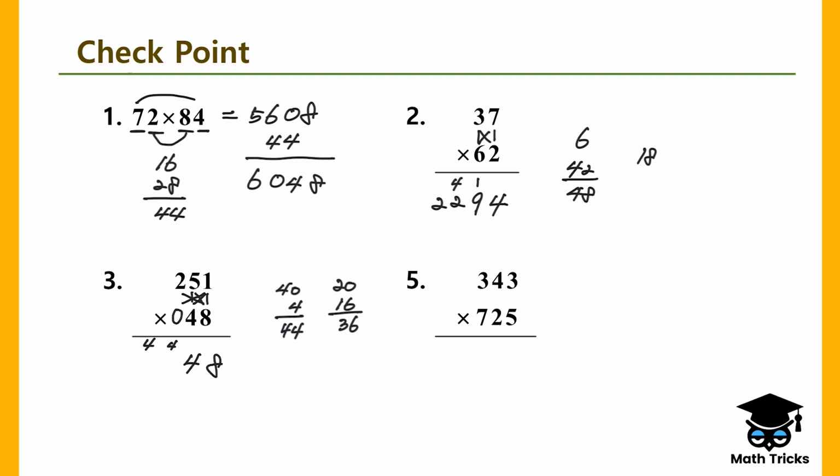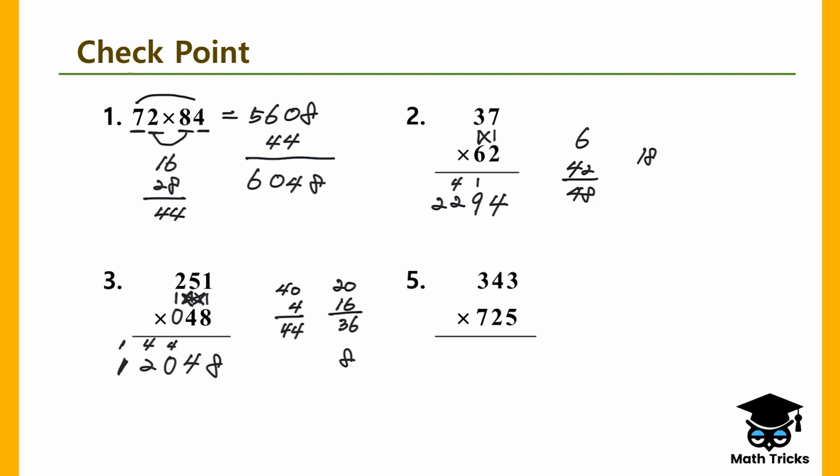So 40, right? And 5 times 0, that's 0. 2 times 4, that's 8. So 8 plus 4, that's 12. So 12. And 2 times 0 is 0. So 12. 12048 is our answer.